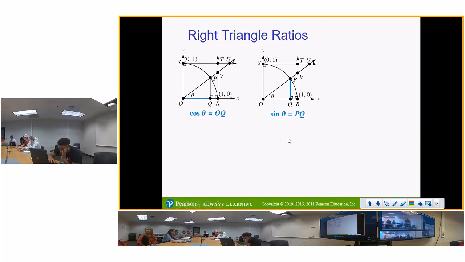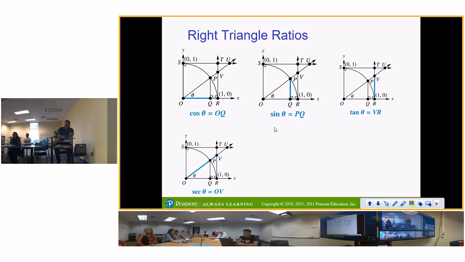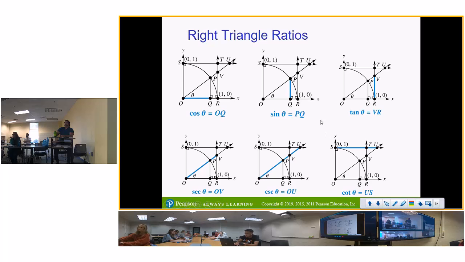Okay, here they're showing you the different ratios. This is like derivations, and I'm not going to spend a lot of time on it. To me, this is misplaced. It should be in Unit 2. It shouldn't be in Unit 1, so I'm not going to spend a lot of time. What they're saying is the cosine of theta is the same as OQ. Sine is the same as PQ.